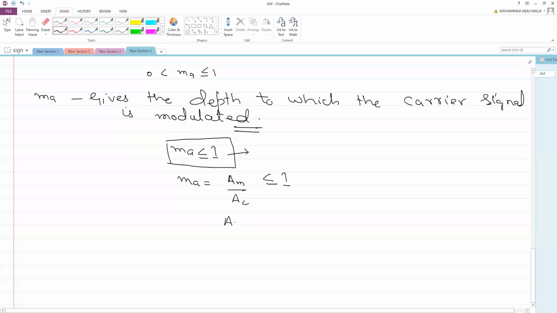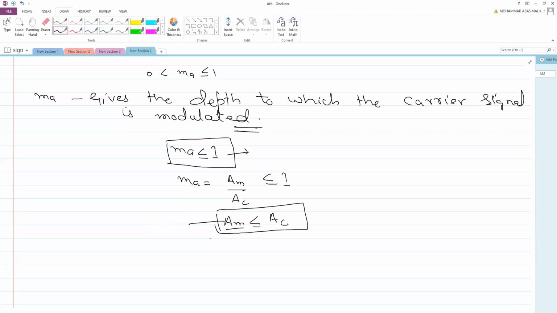You can say AM should always be less than or equal to AC. That means the amplitude of the carrier should always be greater than or equal to AM. That means the amplitude of the message signal should always be less than or equal to the maximum amplitude of the carrier signal. So its range is always from 0 to 1.